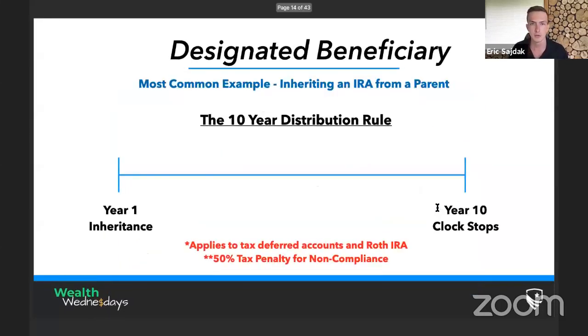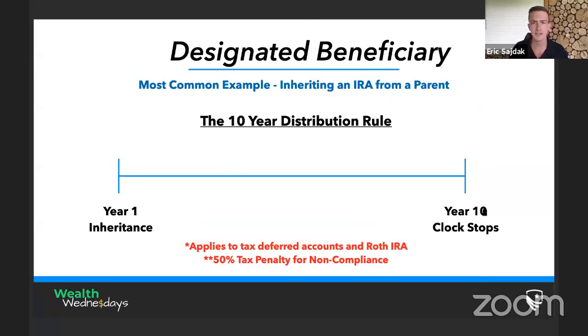Okay, so let's talk through a couple different examples and different rules that apply. We'll start with the most common class, which will be designated beneficiaries. The most common example would be if you inherit an IRA from a parent. And this is the common 10-year rule that you might have heard talked about around the Secure Act.